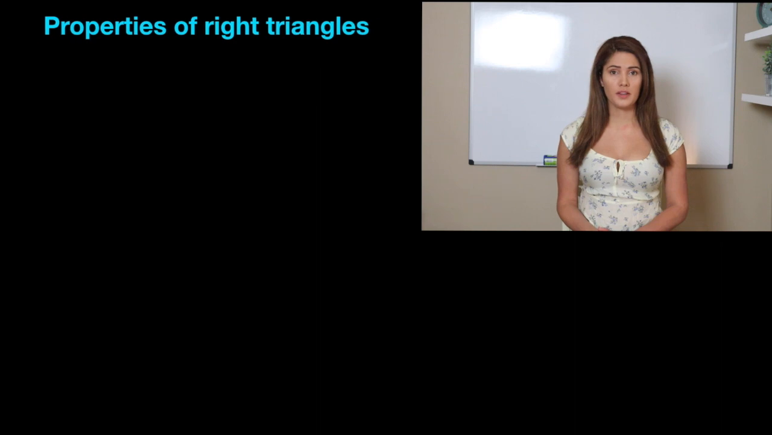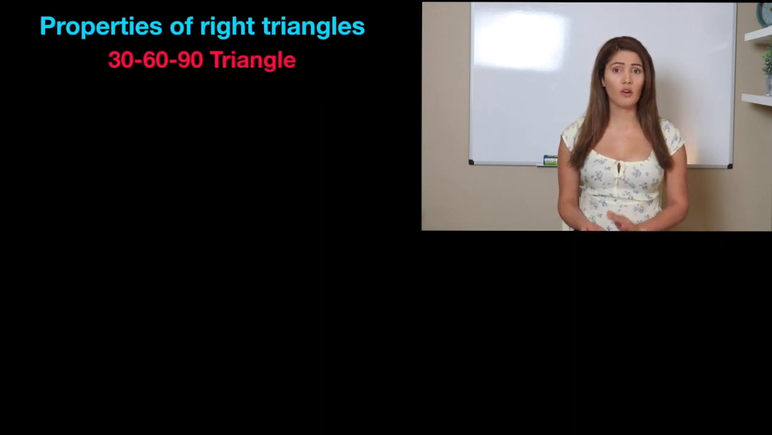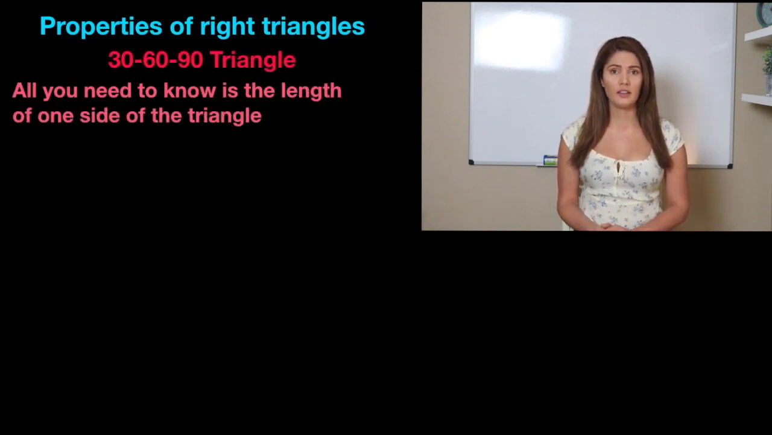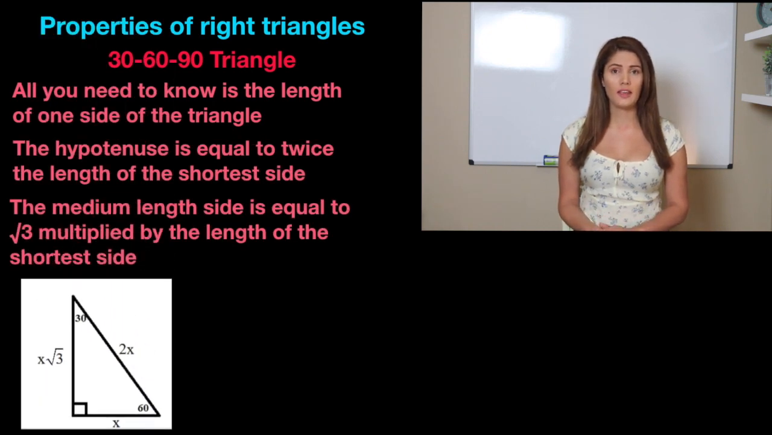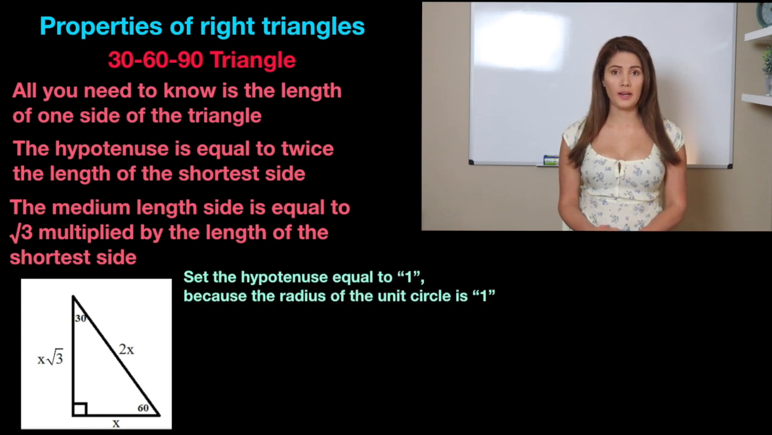Properties of right triangles. The 30, 60, 90 triangle, all you need to know is the length of one side. So you're going to set a variable x for the shortest side of the triangle, and then the hypotenuse, which is the side opposite of the right angle, is going to be 2 times that, so it would be 2x. And then the medium length side is going to be root 3 times x. So you're going to have x, root 3 x, and 2x.